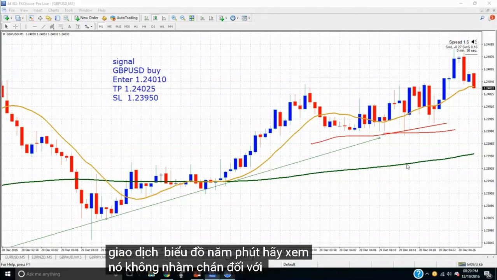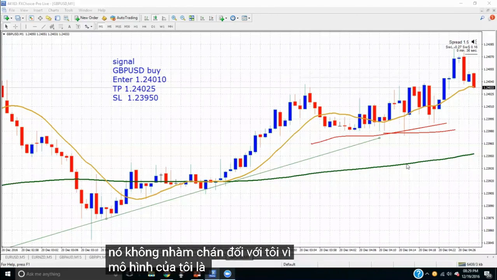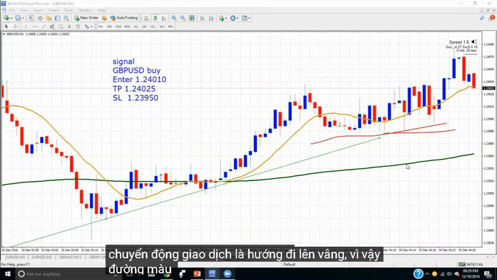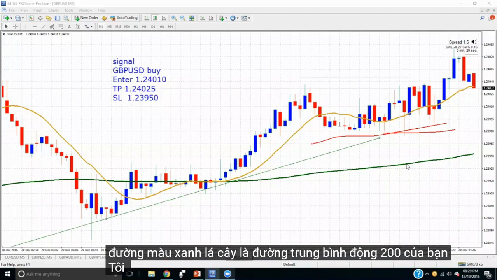Let's see. It's not boring to me. Yay. A buy pattern is when most of the trade movement is in an upward direction. Yes, so the green line is your 200 moving average. I'm just reading through here.